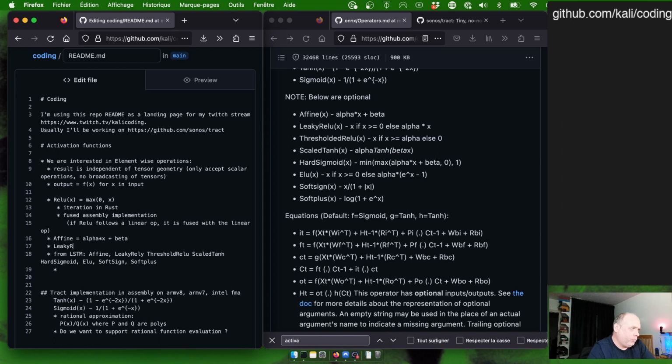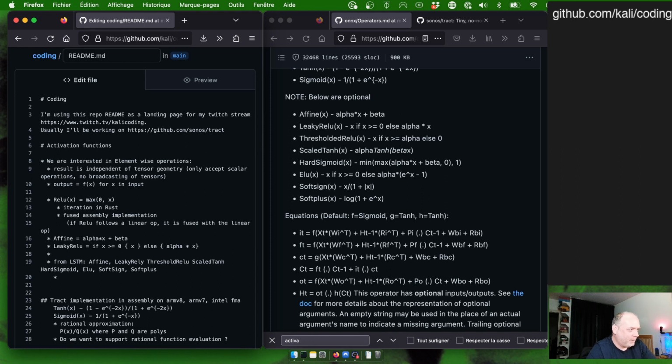Leaky ReLU is, if x is positive, then it's x, else alpha x. I don't like the definition in the Python way. Threshold equals, if x is bigger than alpha, then x, else 0. So that's the threshold ReLU.